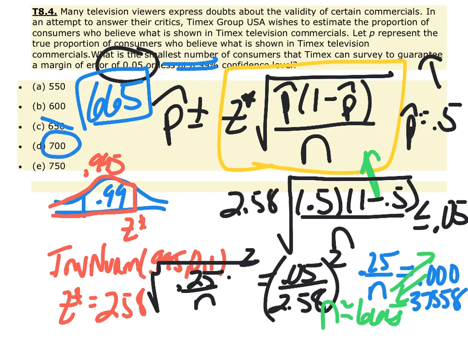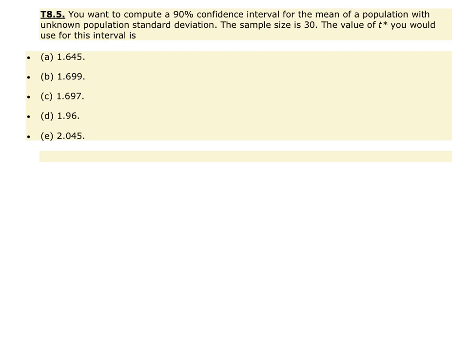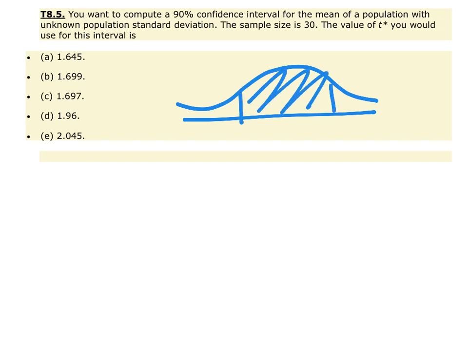Number five, you want to compute a 90% confidence level for the mean of a population with an unknown population standard deviation. The sample size is 30. The value of T star you would use in this interval is what? So let's keep in mind we want to compute the 90% confidence interval. That would mean we want 90% of this curve right here.